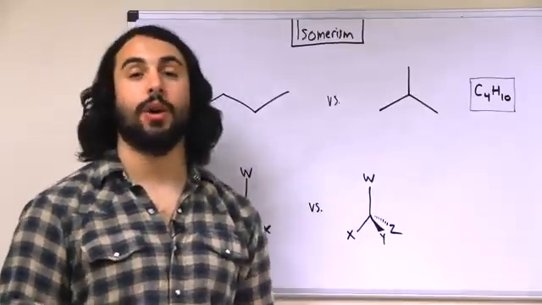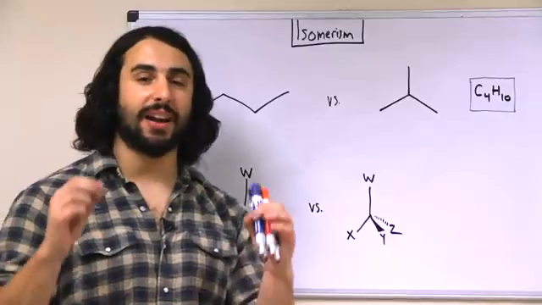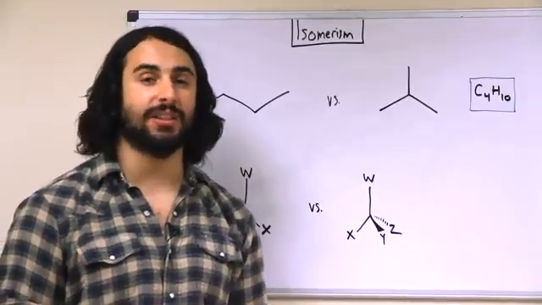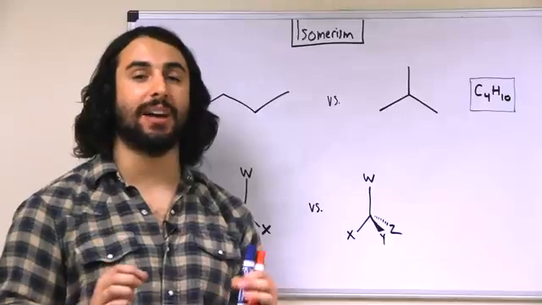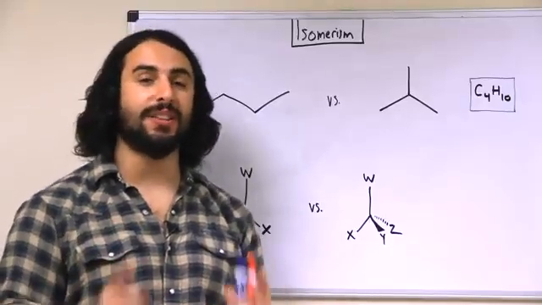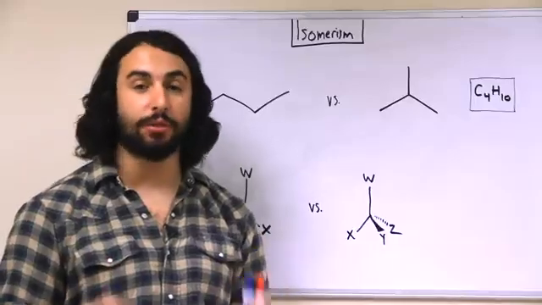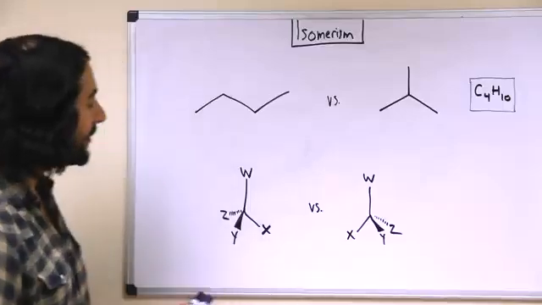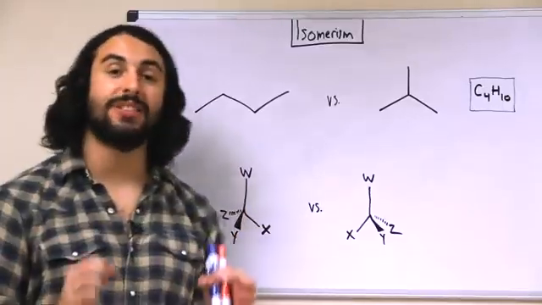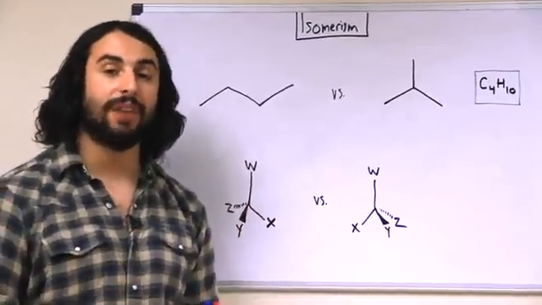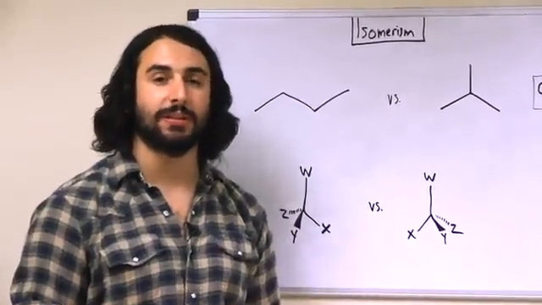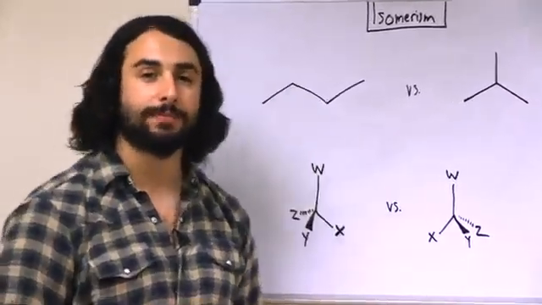Now, stereoisomers are compounds that have the same molecular formula and the same connectivity. In other words, the same atoms connected in the same way. However, they differ in the way they are oriented in three-dimensional space. So something like this, we can see that it is the same atoms bound in the same manner. However, they differ in the way that they are oriented in three-dimensional space. And let's talk a little bit about why.